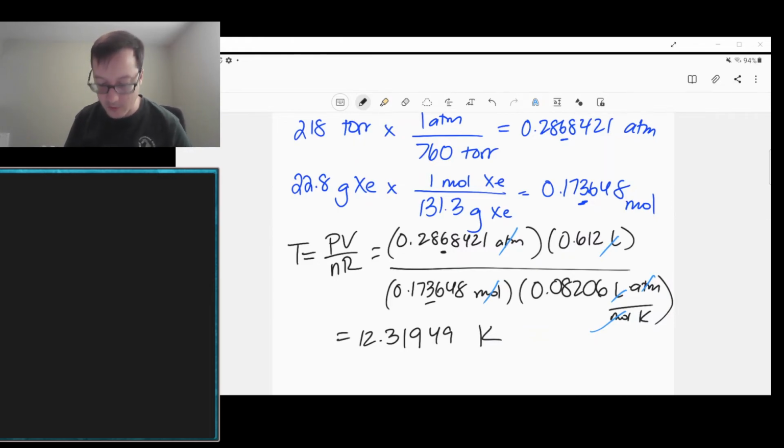Oh, because the volume's okay. Gotcha. Okay, so we have this very cold sample apparently. Must be helium. I guess xenon. Well, whatever. It's a fake problem. So I make up the numbers is what happens.